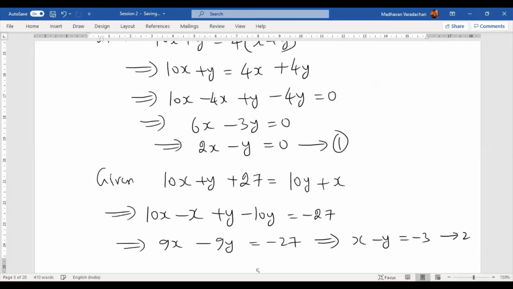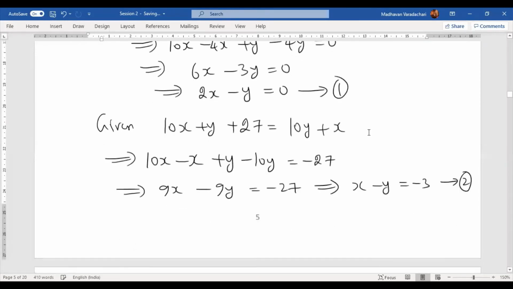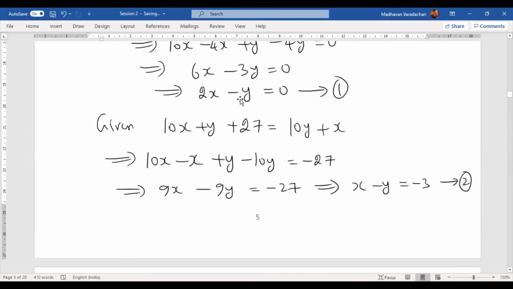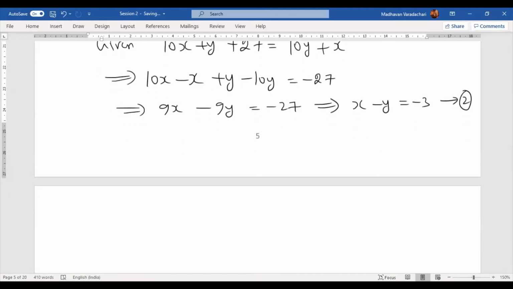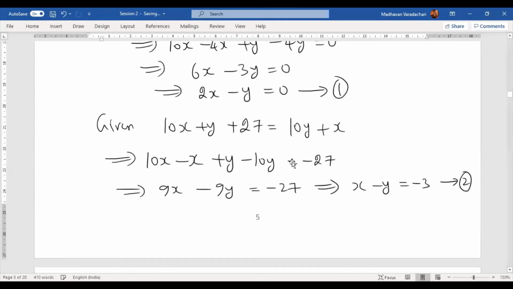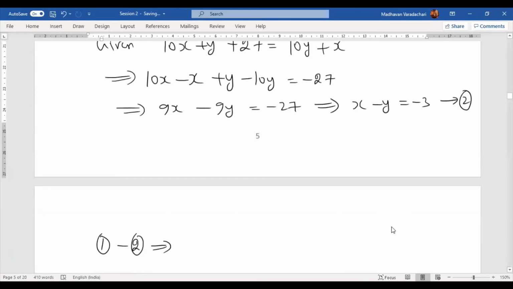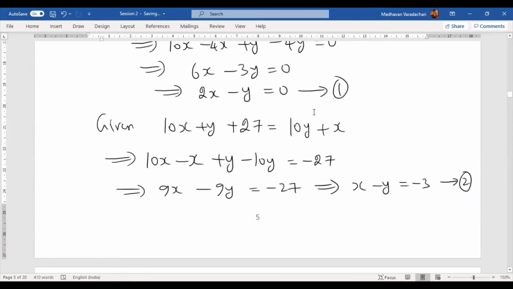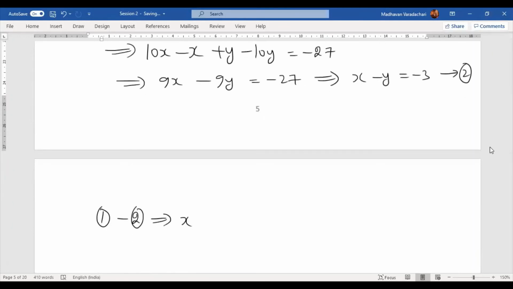We'll call this equation 2. Now we have to solve 1 and 2. Means I can directly subtract because here you have minus y, here also minus y. So I can directly subtract 1 and 2. 1 minus 2 will give you what? 2x minus x, it is x. Minus y gets cancelled. 0 minus of minus 3, which becomes 0 plus 3, or it is simply 3, which means x is equal to 3.